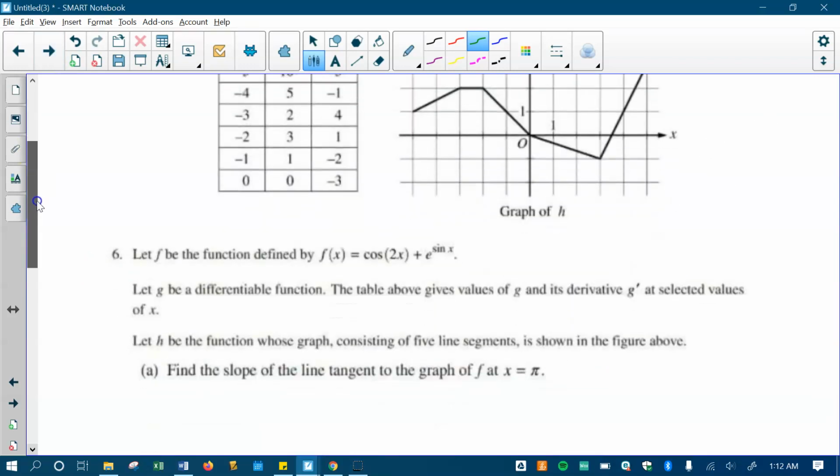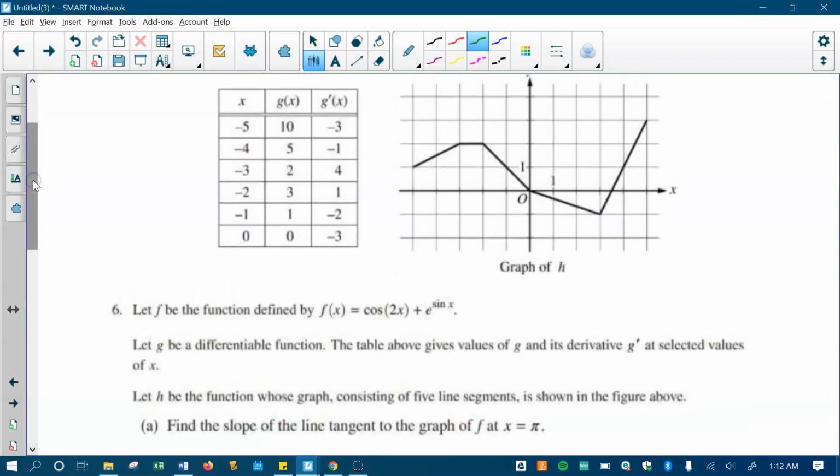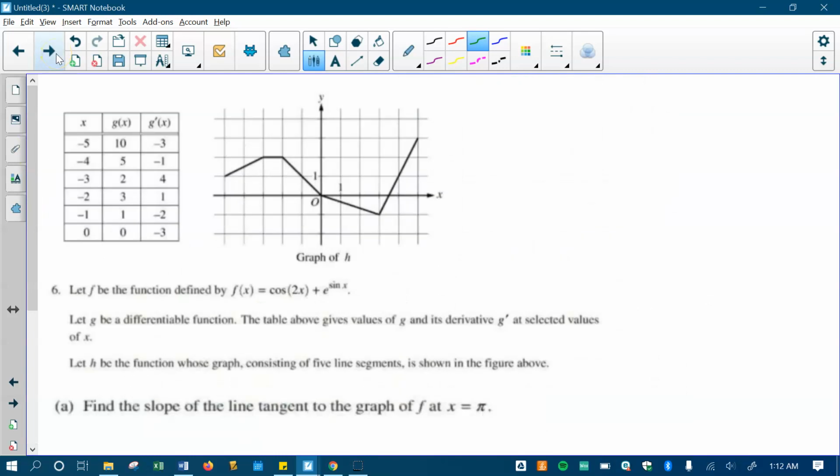Okay, last one is going to be this problem. It's an FRQ, so let's go and do it. It says, let f be the function defined by f of x. Actually, you should probably take a minute to pause and read the problem first. Question A says, find the slope of the tangent line to the graph of f. So tangent means I need a derivative, so let's do a derivative.